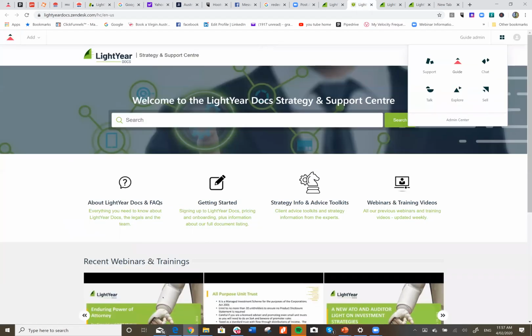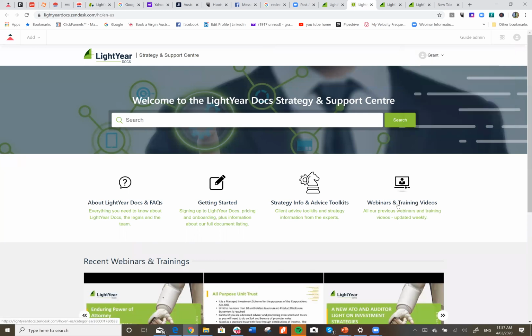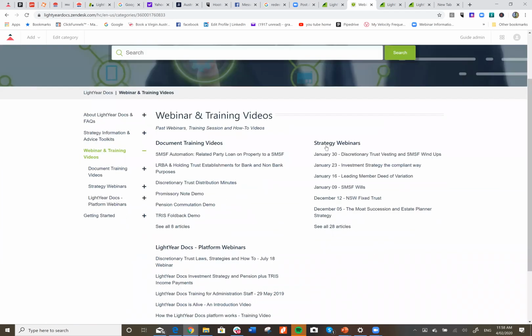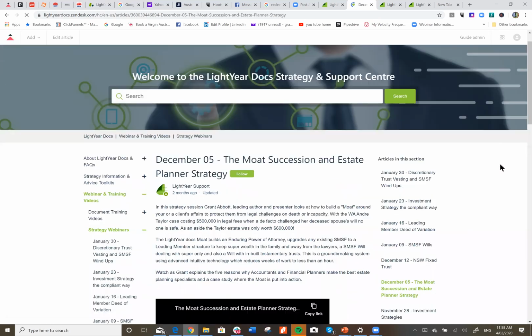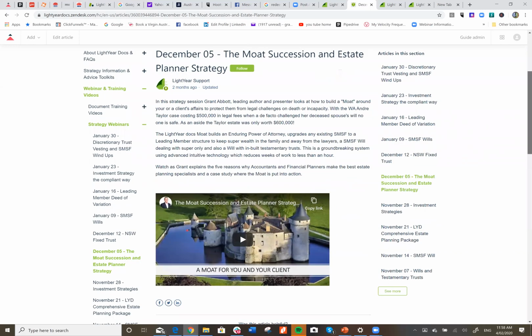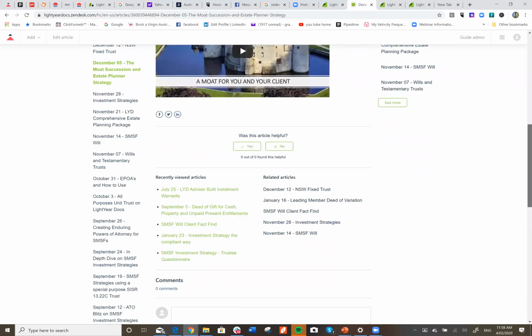So the support center there, once you're logged in, all our training videos, as I said before, you can see them all down the bottom. You've got the training videos, promissory notes, so on and so forth. These are really all the strategy webinars. So the leading member deed of variations. If we have a look at the moat, succession, estate planning, I'm going to give you a bit more, but if you're really keen on doing the moat, go and have a look and you'll find there that I've done a video on that, talked about where it comes in, so on and so forth.